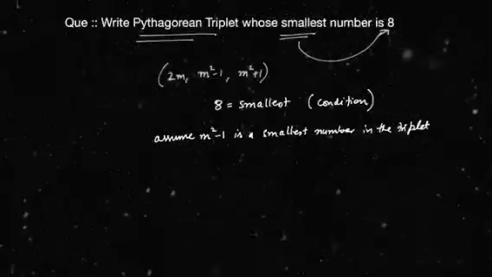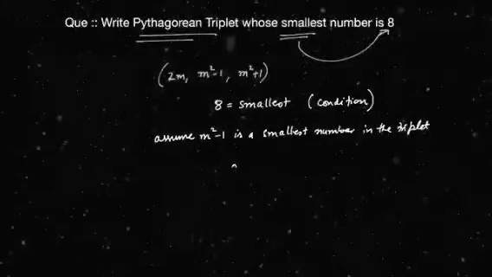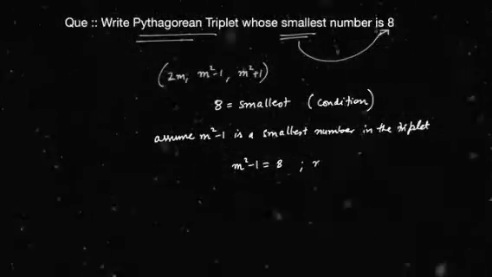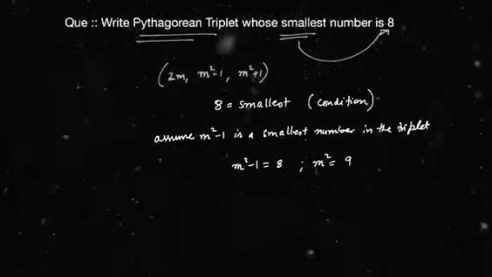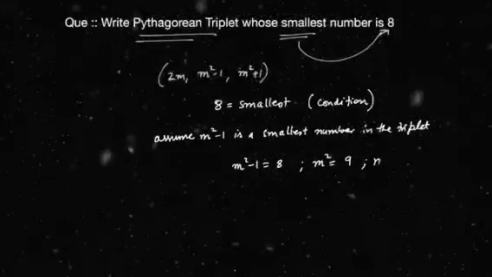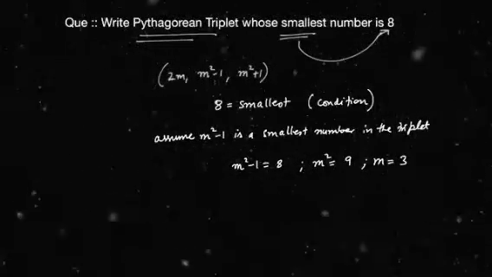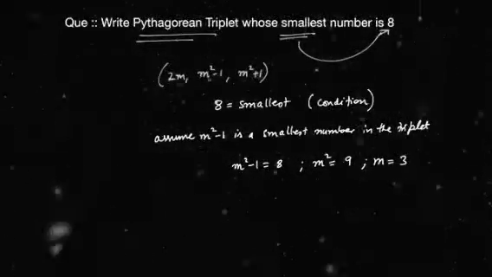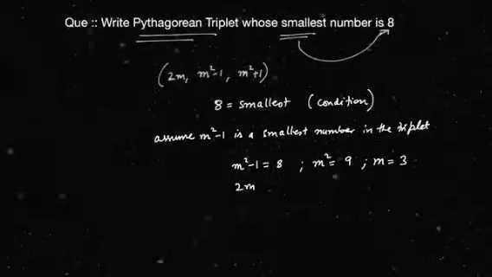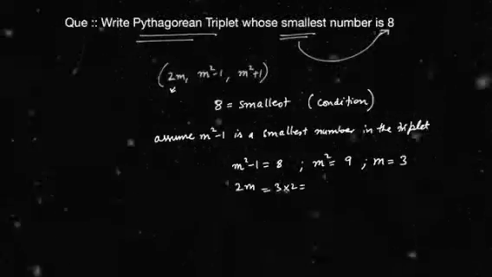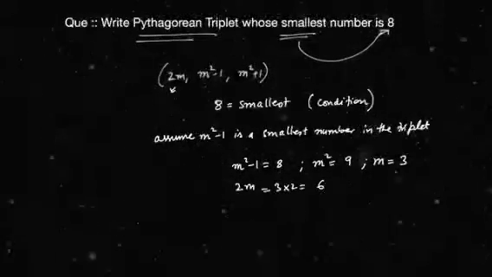If so, then we can easily write m square minus 1 equal to 8, and on transposing, m square will be equal to 9, as 8 plus 1 is equal to 9. Now m square is 9, as we know 3 times 3 is 9. So if m square is 9, m will be 3. Now we will solve for 2m. So 2m will be equal to 6.